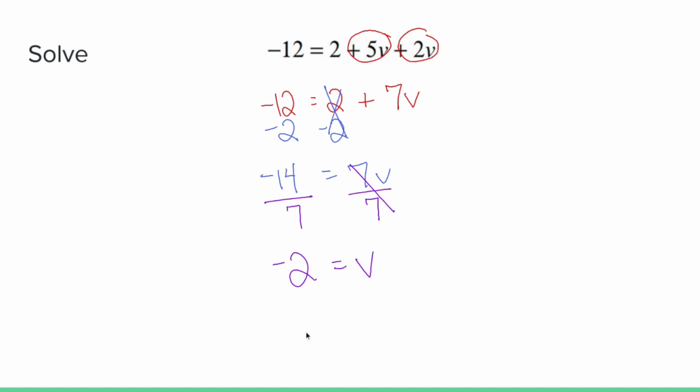Negative 2 equals v. Or I always like to put the variable on the left side. Not that it matters. It all depends on your teacher, but I like putting the variable on the left side. So there you have it. v equals negative 2.